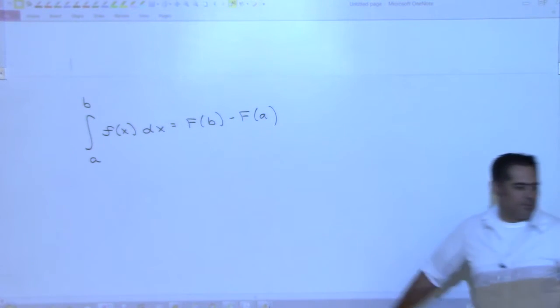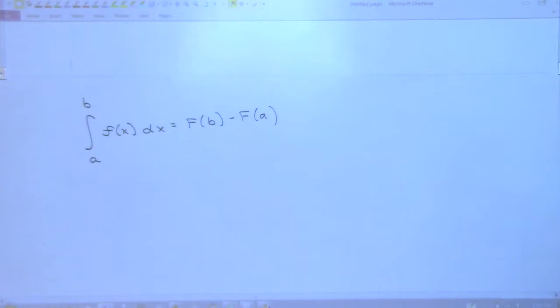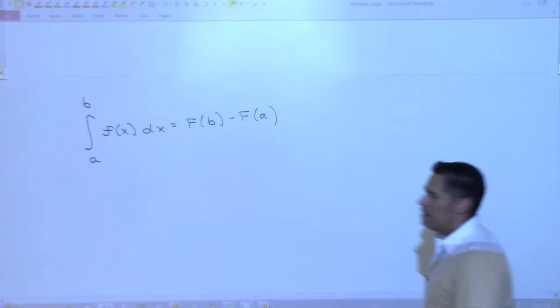Okay, that's one of the versions of the fundamental theorem of calculus. That's the evaluation theorem. Right? So we all understand that? Okay. I'm going to write it in a different way.